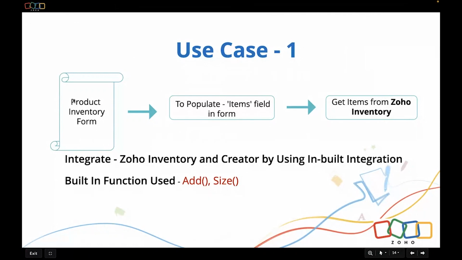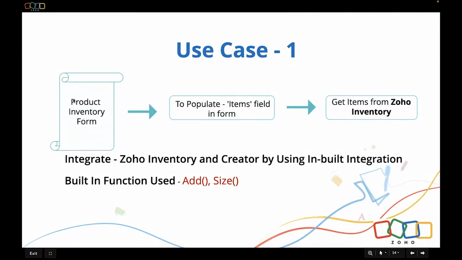So we did not have any products inside the product inventory form. The reason for that is I am maintaining all the products in Zoho Inventory, right? So I want to fetch those products from Zoho Inventory so that I can maintain the stocks inside the application as well. So how do you do that? You have to integrate between Zoho Inventory and Zoho Creator.